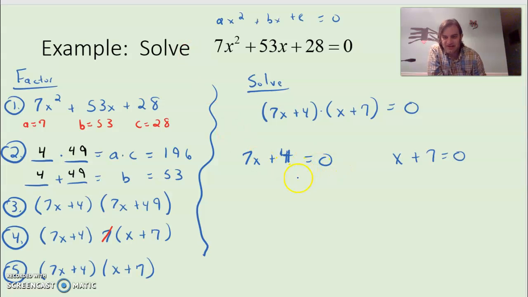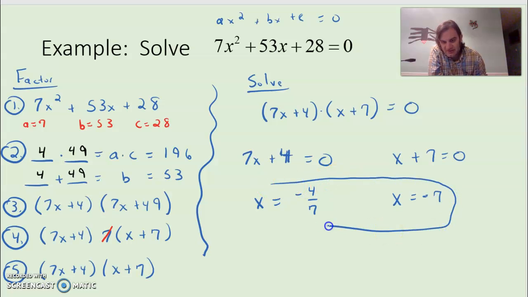So I use my solving techniques from the first week in 1.5. But 4 comes over, divided by 7. So I believe in this one x is -4/7. And the other one x is -7. And if you do everything correctly, these answers should work, no matter how weird they come out.